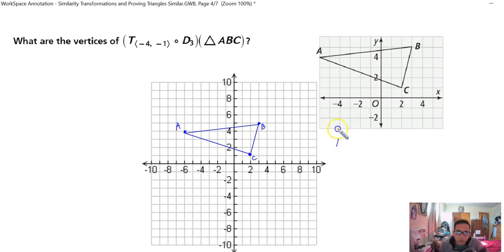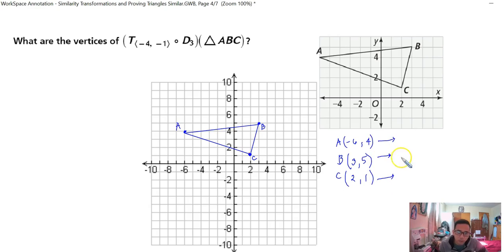Identify your A. A is at negative 6, 4. And then we have B at 3, 5. And then we have C at 2, 1. Okay, so I'm going to dilate that, meaning this will be my A prime.